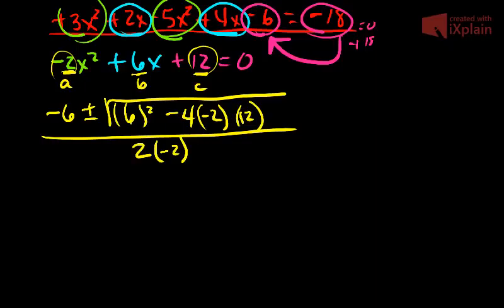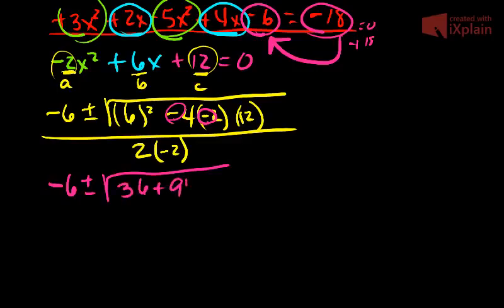Now, one thing I want to point out before we simplify: do you notice that I have a minus 4 times a minus 2? What happens when you multiply two negatives? You get a positive. Don't forget that. Signs are a problem with the quadratic equation. So, let's simplify. We get minus 6 plus or minus, and beneath the radical we have 36 plus 96, and this whole thing all divided by minus 4.